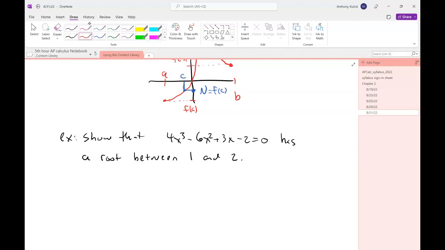So what are we going to do here? First, I'm going to observe that the function in question here is a polynomial. Everybody agree with that? And since it's a polynomial, what do I know about all polynomial functions? They're continuous over their entire domain, which is all real numbers. So certainly we're continuous on the closed interval from 1 to 2.